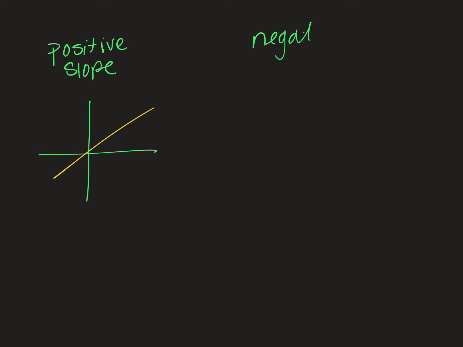So positive slope would look like this. If that's your axis, it's a line that's going up like that, from the bottom left to the top right. All right, that's your positive slope. Negative slope goes the other way. So like this.